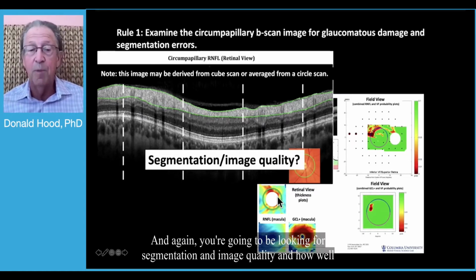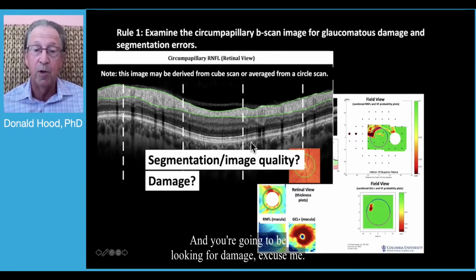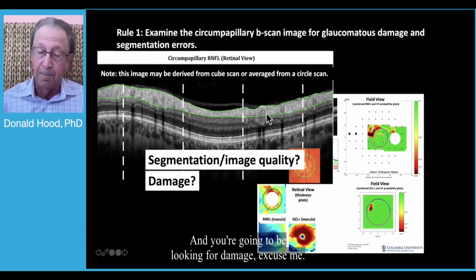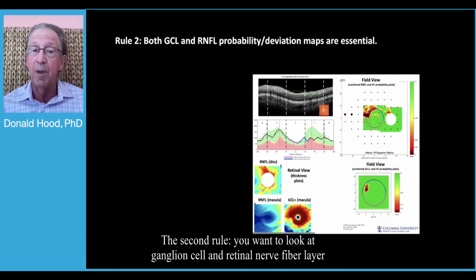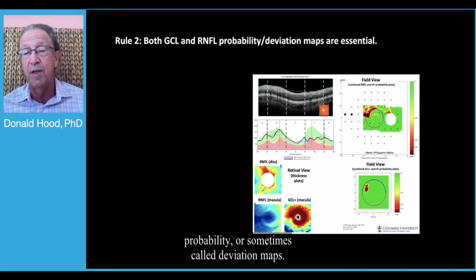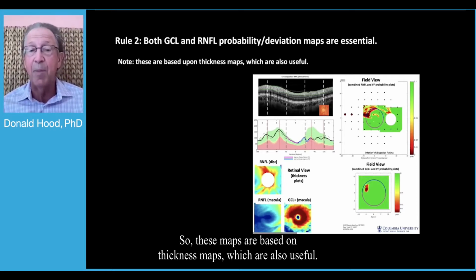And again, you're going to be looking for segmentation and image quality, how well the lines segment this, and you're going to be looking for damage. Okay, the second rule. You want to look at ganglion cell and retinal nerve fiber layer probability, or sometimes called deviation maps. This is essential. So these maps are based on thickness maps, which are also useful.